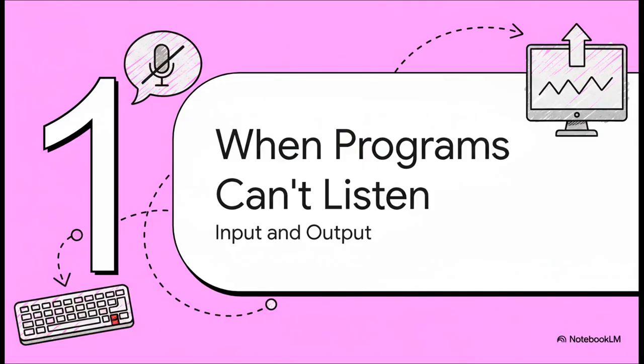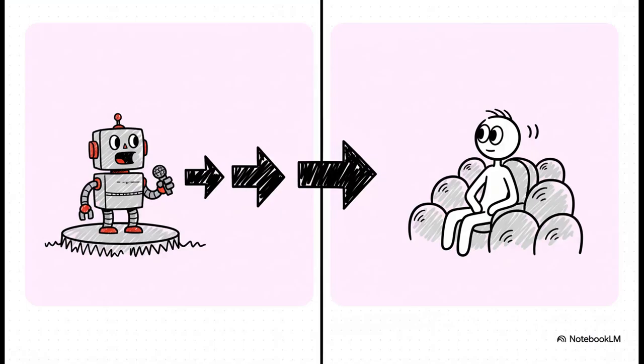So before we can teach our programs to listen, we've got to understand the two sides of any conversation, right? In the programming world, we call this input and output. It's pretty simple. Input is how we get information into the program, from a person typing on a keyboard, and output is how the program talks back by showing stuff on the screen. Right now, your programs are probably living on this one-way street. They run, they print something, and that's the end of the story. The user is just sitting there, watching.